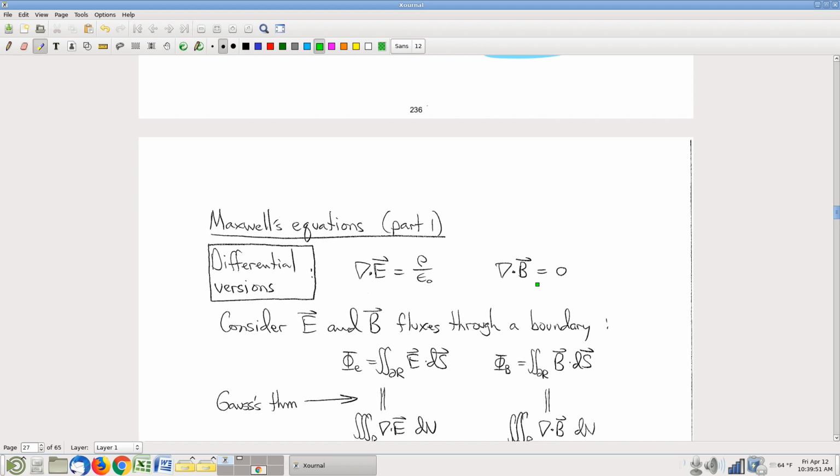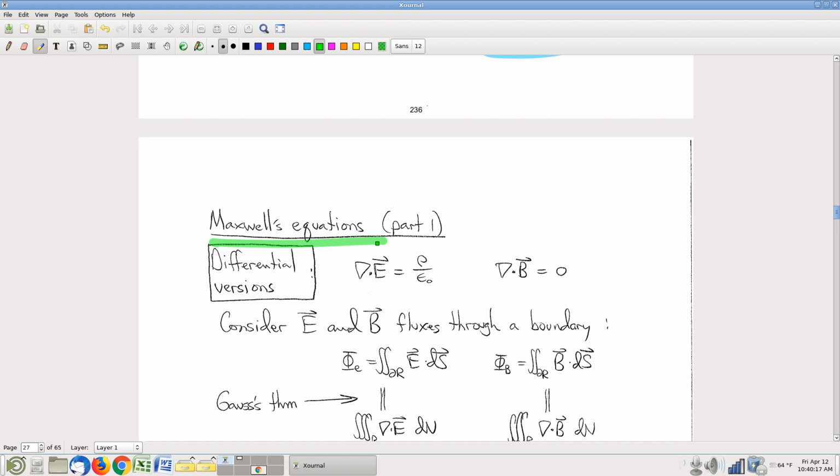There's a label that we put on these equations. These are called Maxwell's equations. These are two of what you might call four Maxwell's equations. There's another two of the four that we'll talk about later. We're going to develop some more mathematical tools first. So these are what you might call the first two of Maxwell's equations.